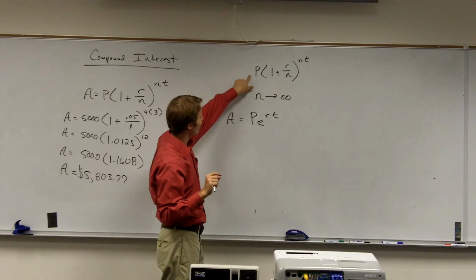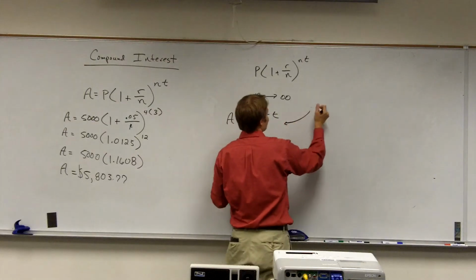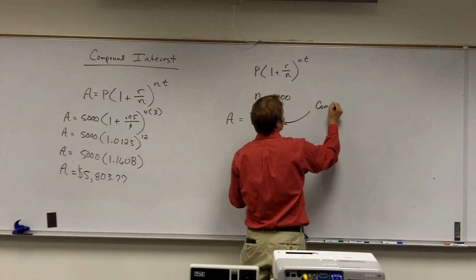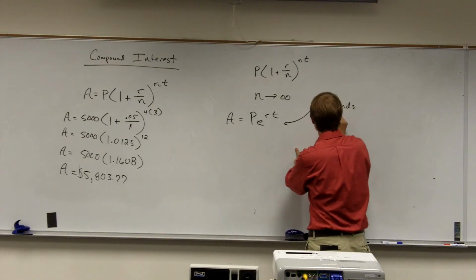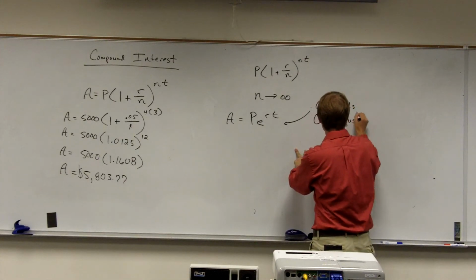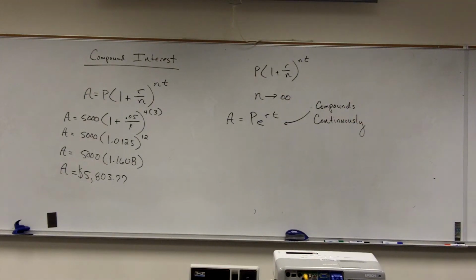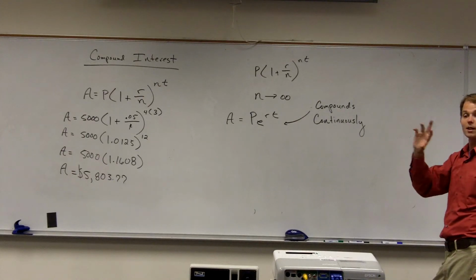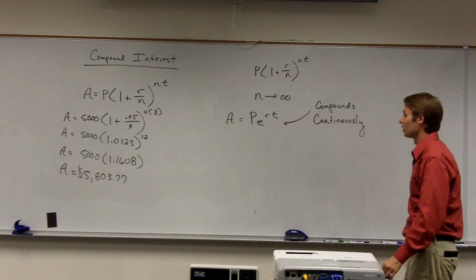So this was compounding a finite number of times, and this is the formula we use when we say something is compounding continuously. If you ever see that it's compounding continuously, that's exactly what it means. It's compounding as many times as possible, actually an infinite number of times, but you hit this cap, and this is what the formula would be.